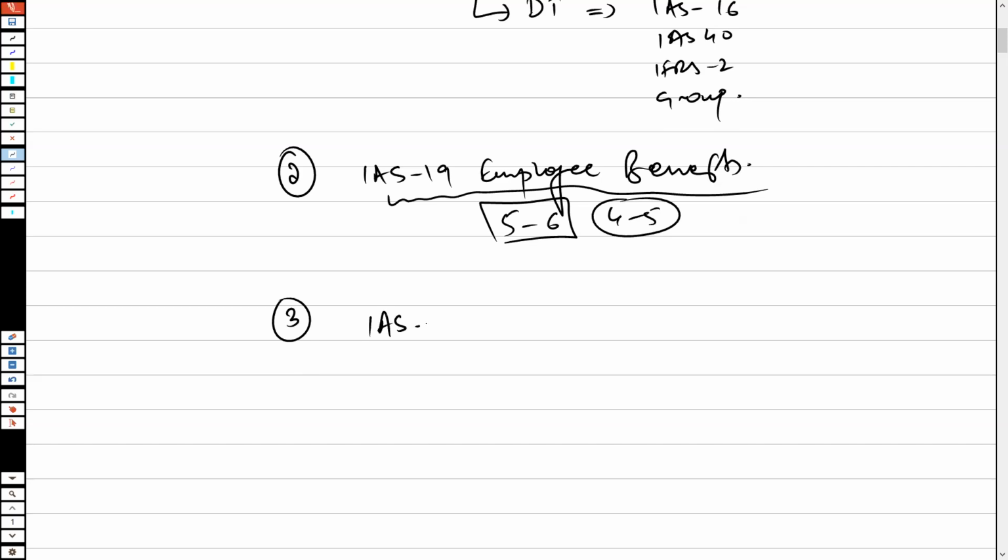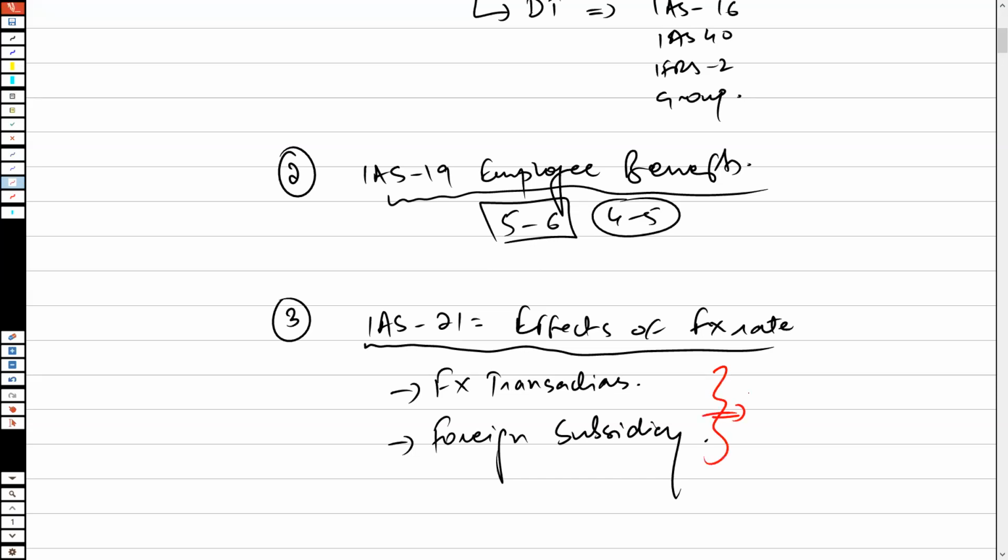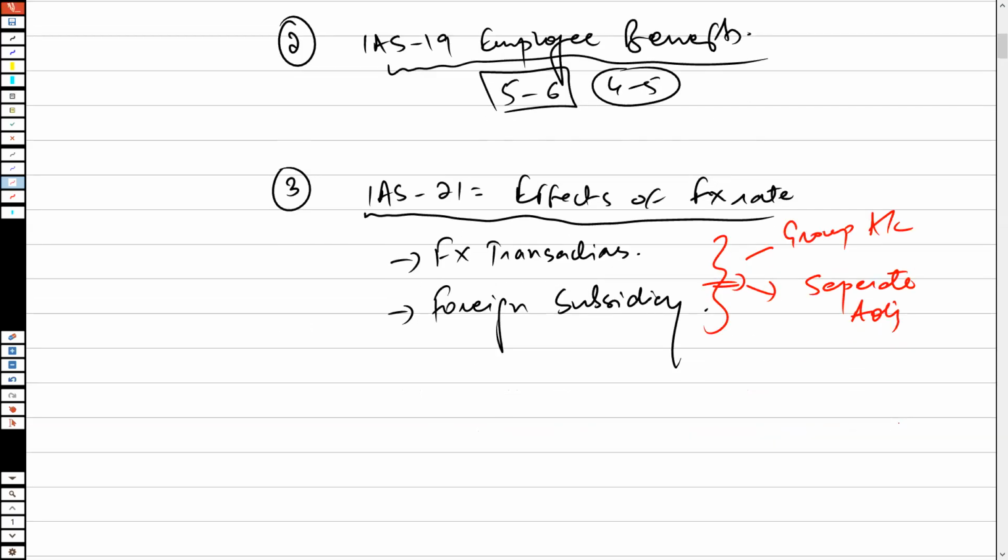The third thing is IAS 21, which is the effects of changes in foreign exchange rates. Now, let me recall what exactly this IAS 21 is all about. With respect to IAS 21, there are two areas. One of them is foreign exchange transactions, and the other is the foreign subsidiary. And believe me, this IAS 21 is one of those accounting standards that is examined almost every attempt, where it would either be part and parcel of the group accounts scenario, or a separate adjustment pertaining to IAS 21 that is going to be examined. So you have to be ready with it.